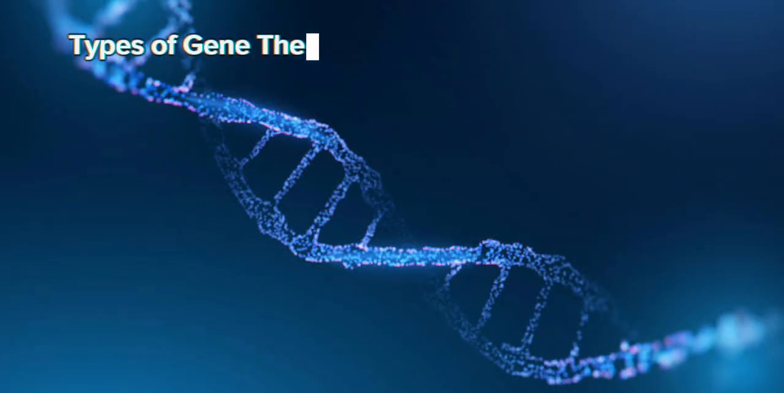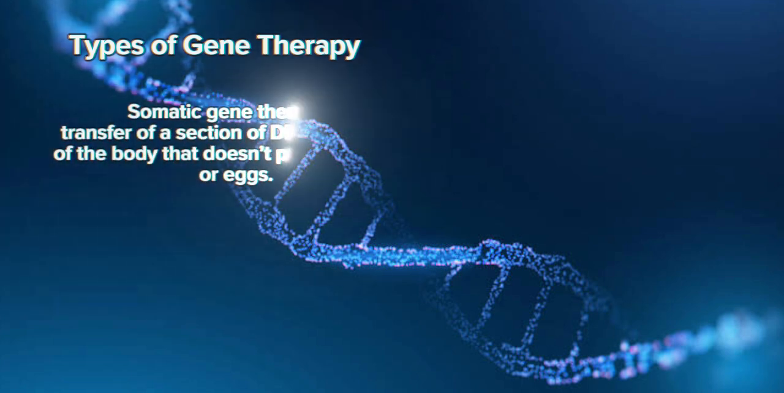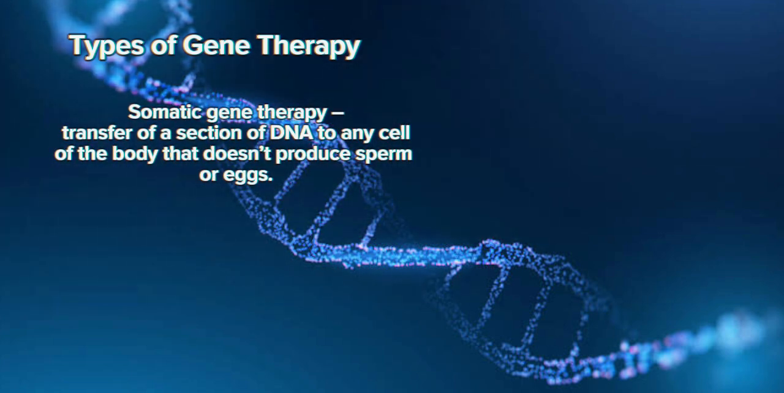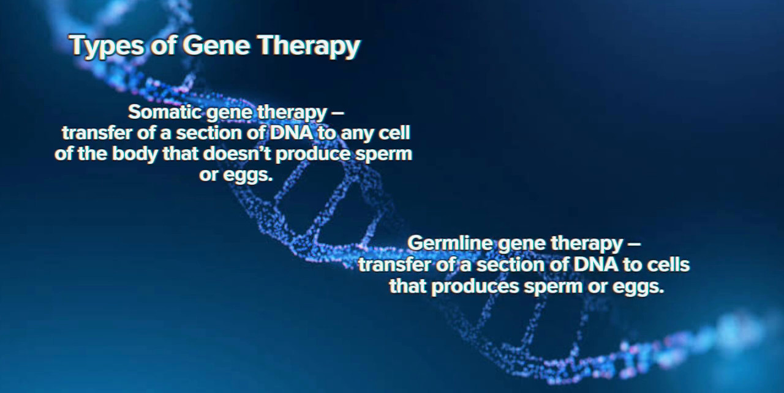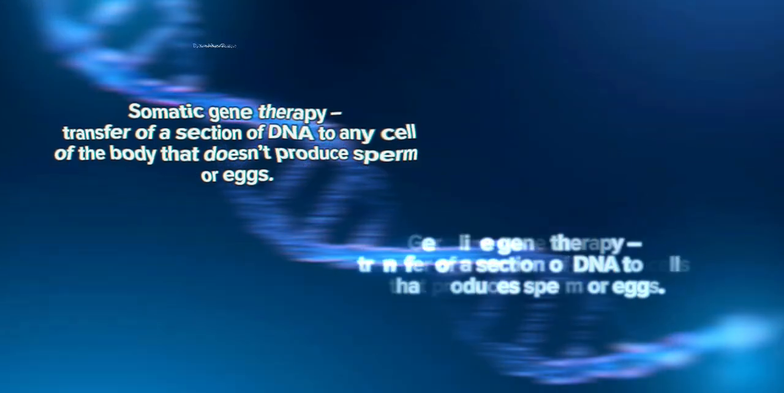Types of gene therapy. Somatic gene therapy: transfer of a section of DNA to any cell of the body that doesn't produce sperm or eggs. Germline gene therapy: transfer of a section of DNA to cells that produce sperm or eggs.